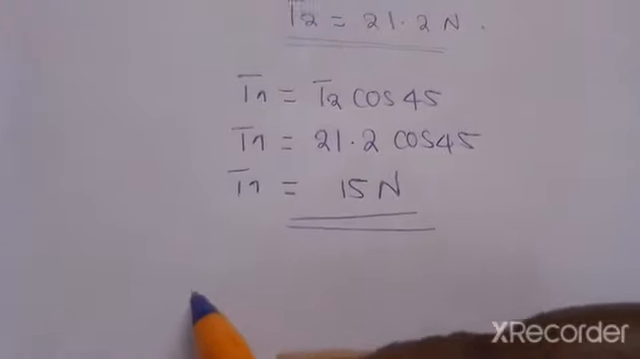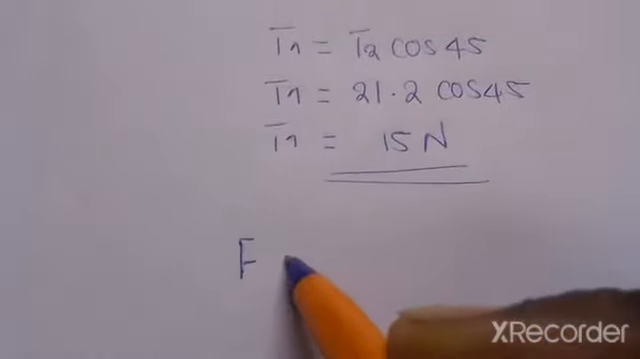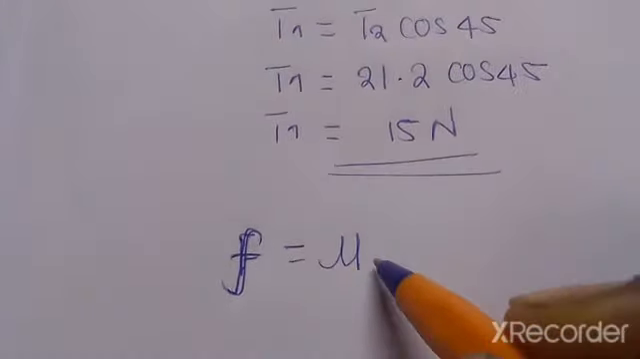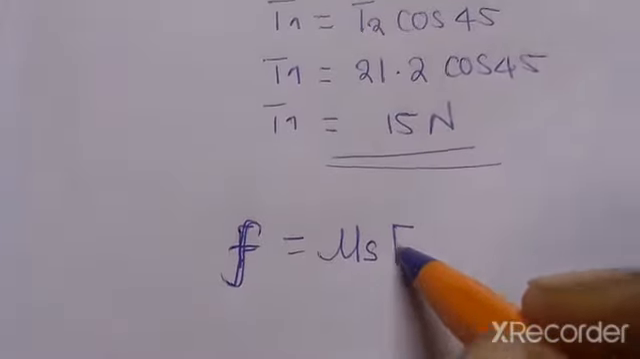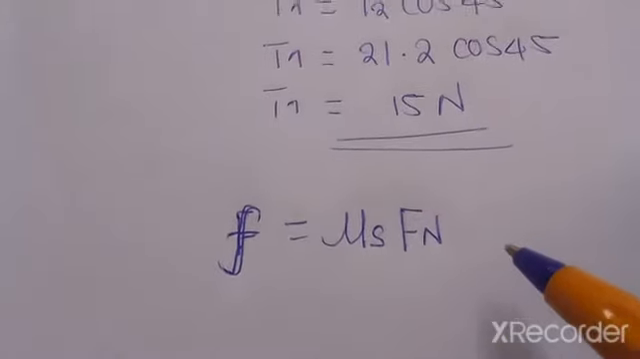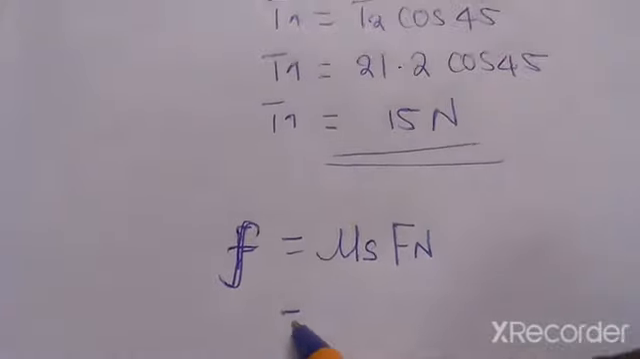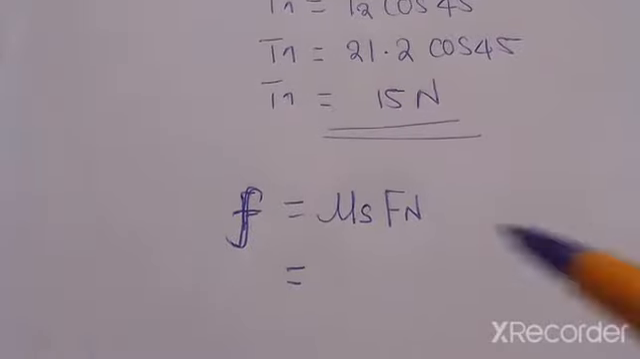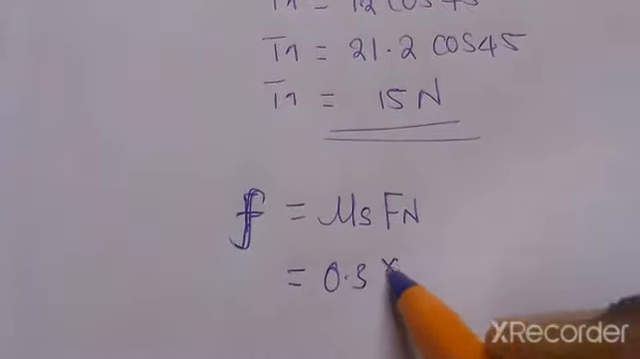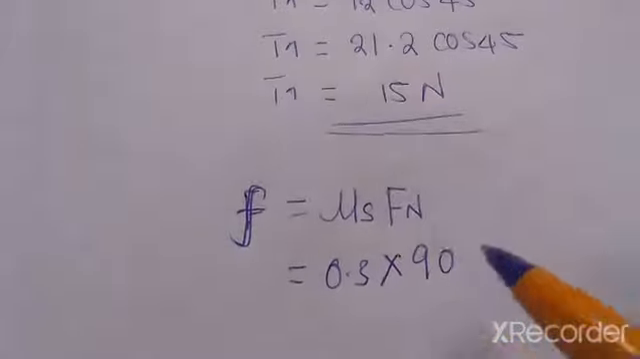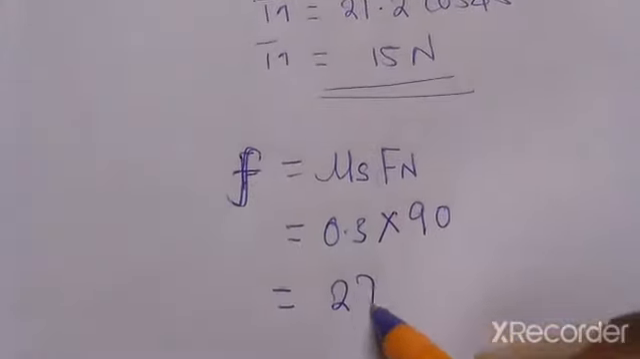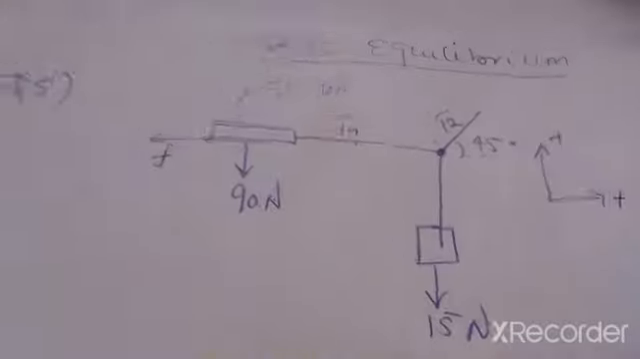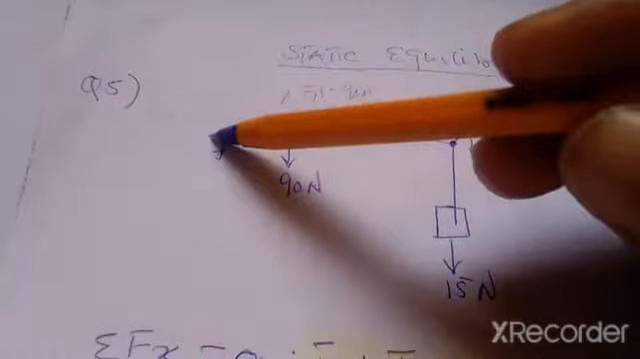We know by now that the force of friction is equal to the coefficient of static friction multiplied by the normal force. The normal force is equal to the weight of the block, so that will be 90. We've been given the coefficient of static friction as 0.3, multiplied by the normal, which is 90. That gives us 27 newtons. That's the force of friction. Now, if you look at this, the force of friction is 27 newtons.